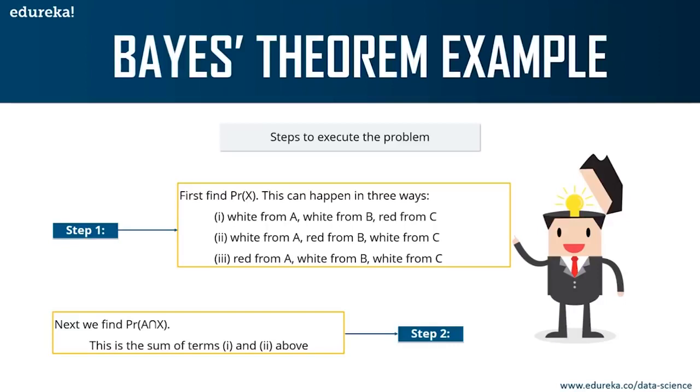Step 2 is to find the probability of A and X occurring together. This is the sum of terms 1 and 2, because in both of these events, you're picking a ball from bag A, correct? So find out this probability and let me know your answer in the comment section. We'll see if you get the answer right. I gave you the entire solution to this. All you have to do is substitute the values, right?